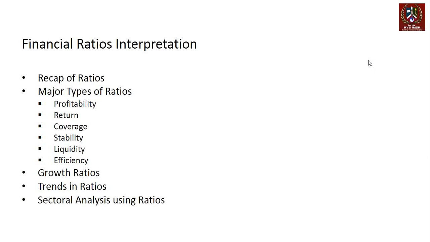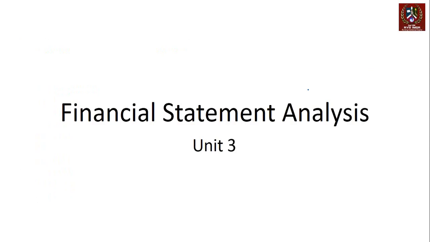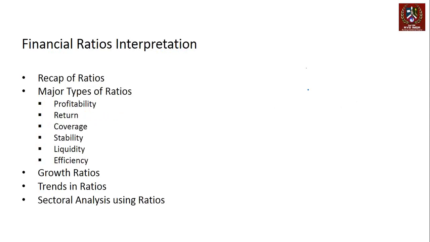This is the first video of Unit 3, and as we go along, we're going to discuss financial statement analysis and the primary functions that are covered by ratios in that. So, under this unit, we are going to have a quick recap of the ratios and major types of ratios. What are the uses of ratios in finance? How do we interpret those ratios? How do we specifically calculate the ratios? Then look at trends in those ratios and also do sectoral analysis using those ratios.